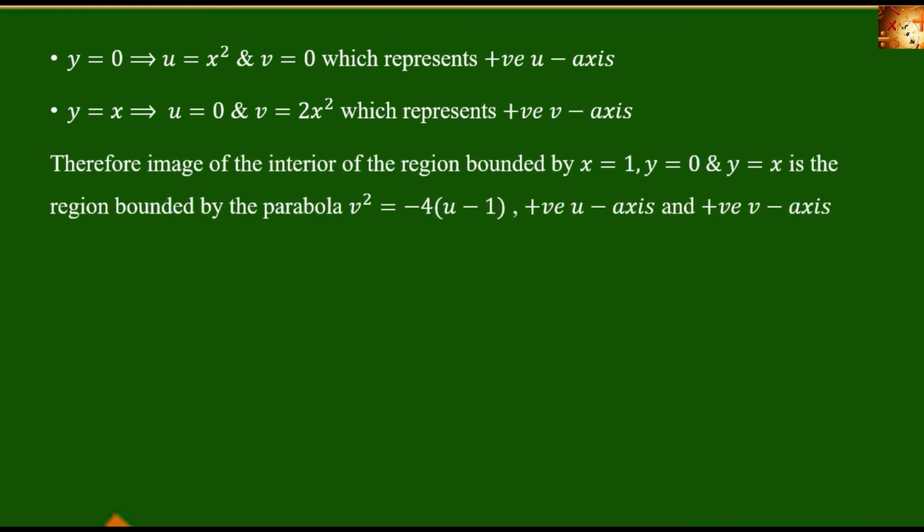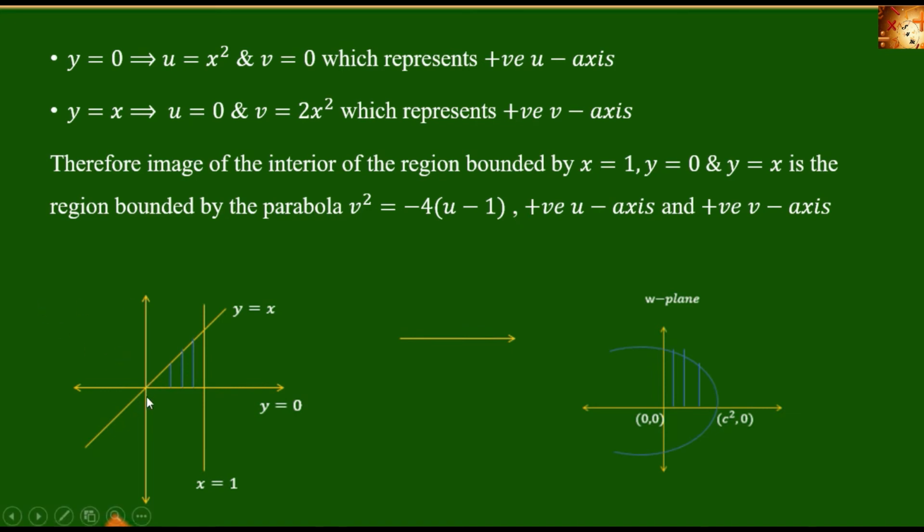Then the interior of the region bounded by x equal to 1, y equal to 0 and y equal to x. What are the images? Parabola, positive u axis and positive v axis. So the image will be like this. This is the interior portion bounded by x equal to 1, y equal to 0 and y equal to x. Corresponding to x equal to 1 we have this parabola, corresponding to y equal to 0 we have the positive u axis, and corresponding to y equal to x we have the positive v axis. So the image is the region bounded by this parabola, positive u axis and positive v axis.